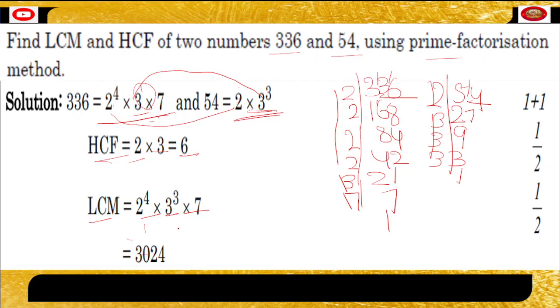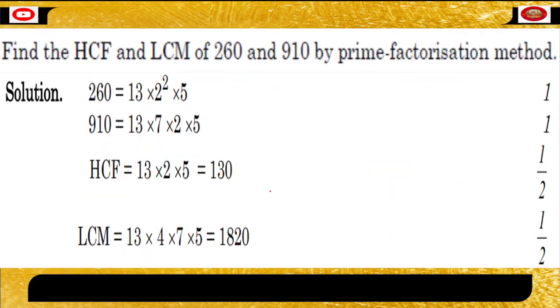Understand, students? The next question. Find the HCF and LCM of 260 and 910 by the prime factorization method. The prime factorization method is the most important. If you understand how to convert any number to prime factorization form, you have the 2 marks or 3 marks in your hand in your exam. That means I will explain it to you in full detail.